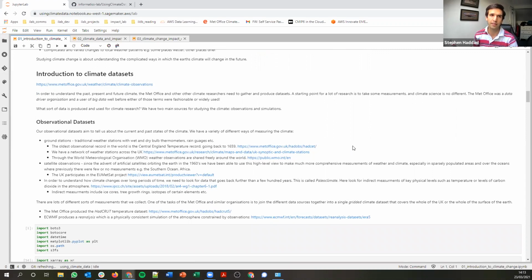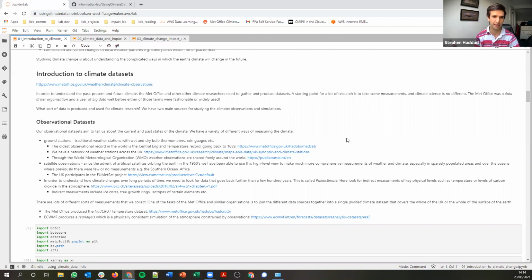So in order to understand past, present, and future climate, the Met Office and many other climate organizations and researchers around the world gather and produce lots of data sets. And in general, the starting point for research is to take some measurements, and climate science is no different. And as the notebook says here, the Met Office has been a data-driven organization and a user of big data well before either of those were fashionable terms.